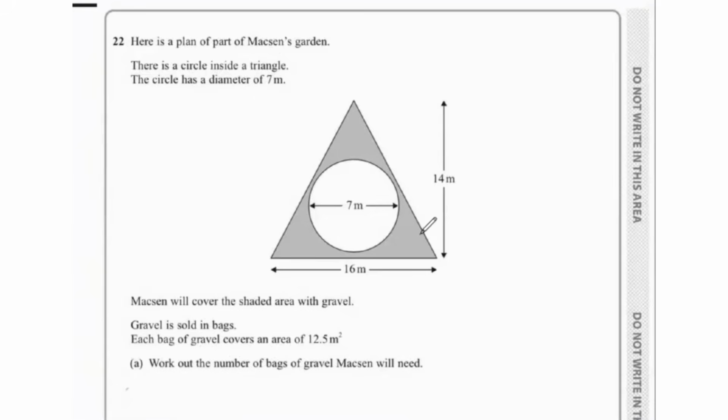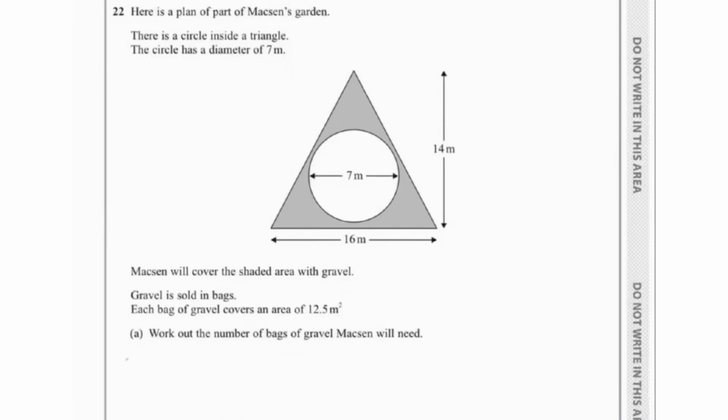So for that, we need to figure out the shaded area. So you will find the area of the triangle, then you'll find the area of the circle, subtract the two, and that gives us the area of the shaded region. Once we have that, we will divide that by the area that each bag of gravel covers, and that gives us the number of bags of gravel. So let's start with this.